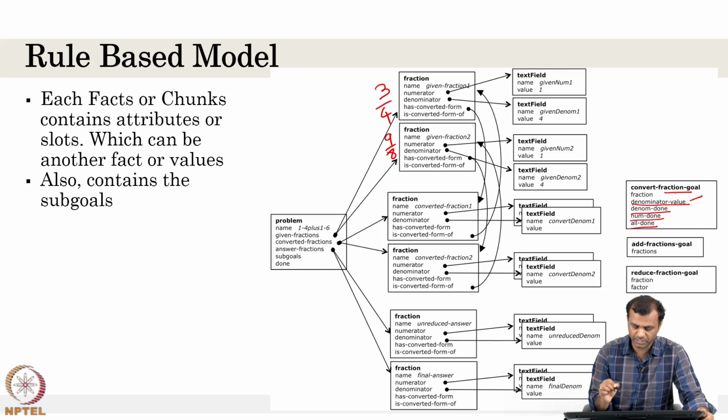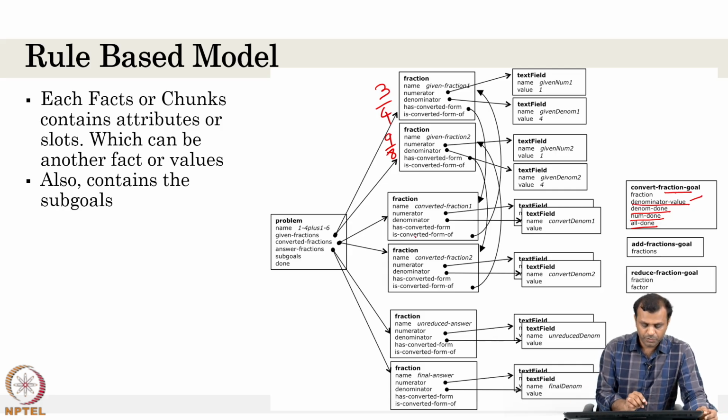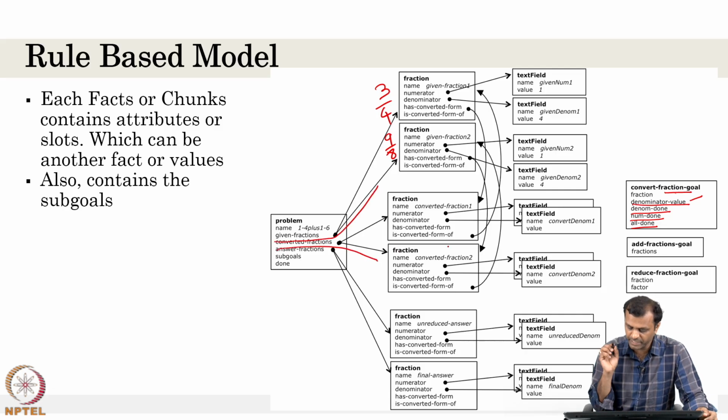I need to find out whether the denominator value is being converted or not. After converting the fraction, I have to say I have done the denominator conversion. So these two steps are the given fractions and the converted fractions. Here, I need to take the values, find the common denominator, and convert. The conversion happens in this step.